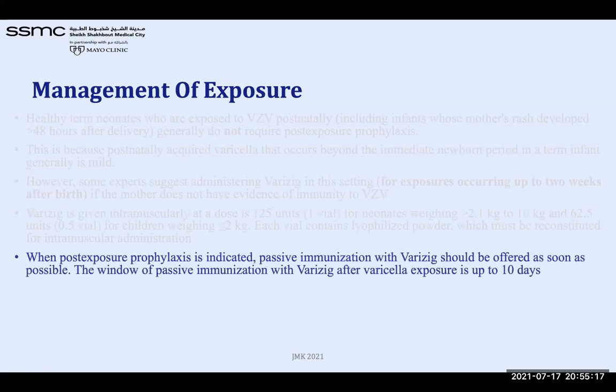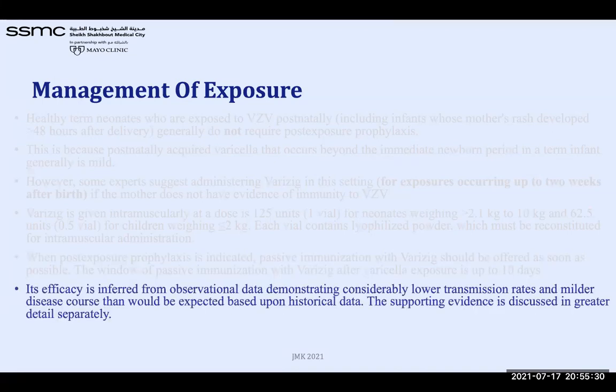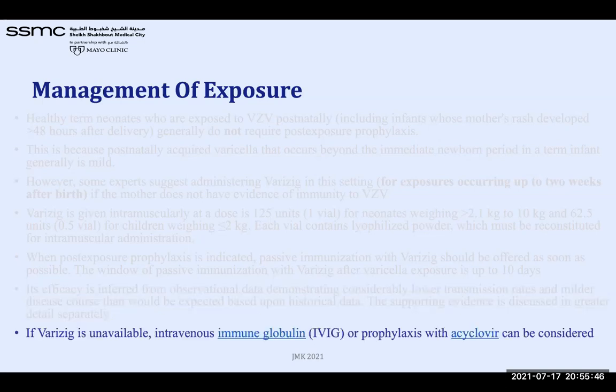When post-exposure prophylaxis is indicated, passive immunization with VZIG should be offered as soon as possible. So it's a similar kind of thing to what we are doing for hepatitis B. Its efficacy is inferred from observational data demonstrating considerably lower transmission rate and milder disease as compared to not giving it. The supporting evidence is discussed in greater detail in many other articles.